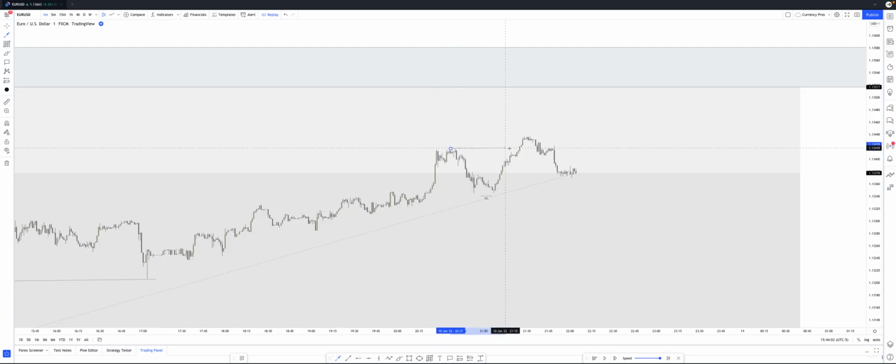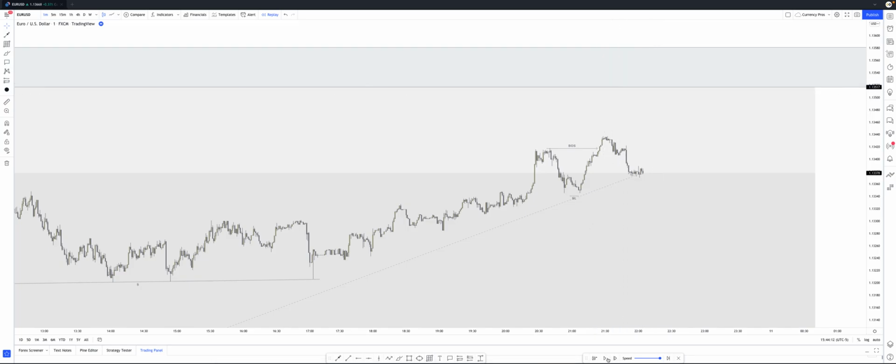Obvious break of structure here. As you can see, we're getting pretty close to the overall target here, the 1 hour supply zone. Let's see if that gets hit.